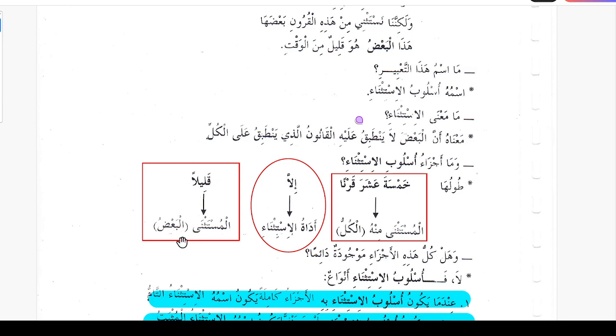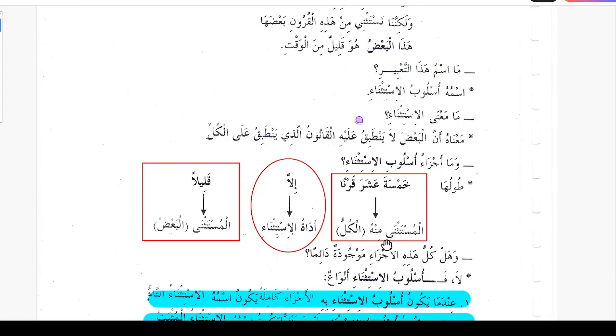So this is the baz part, which is the mustashna, the thing excepted, and this is the whole from which this exception is made. So this whole is called al-kullu, which is called in Arabic al-mustasna minhu, and the part that is taken out from the whole, or we can say al-baz, the part of it, is called al-mustasna. So al-mustasna is the part that is being taken out of the whole, which is al-mustasna minhu.